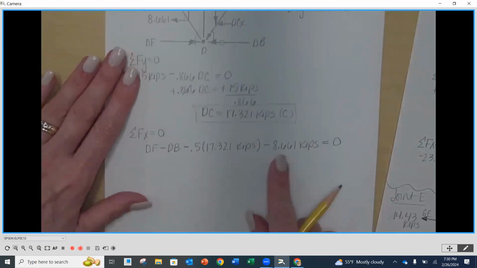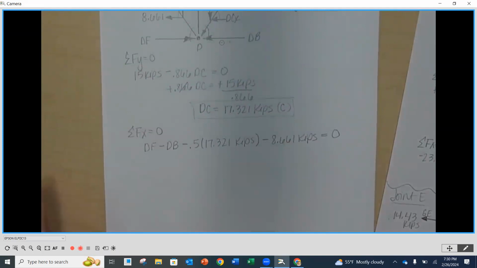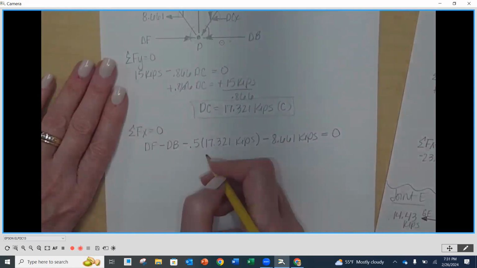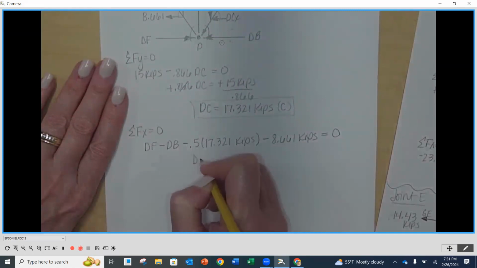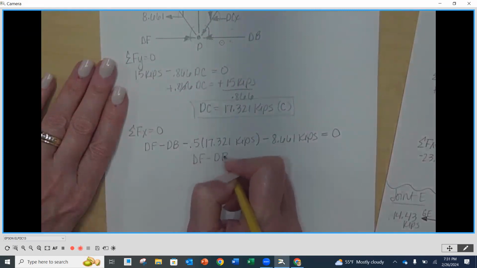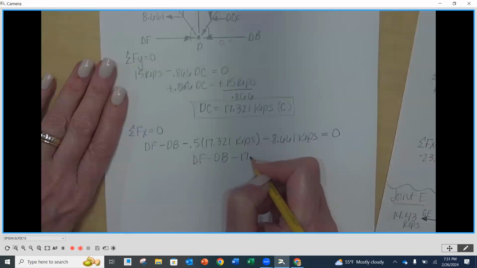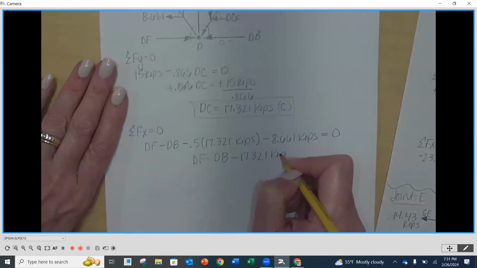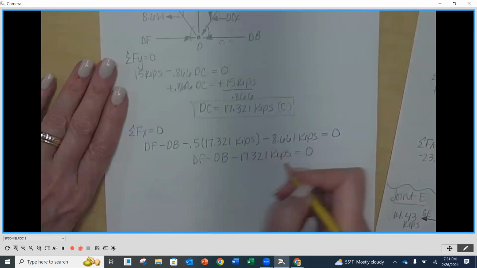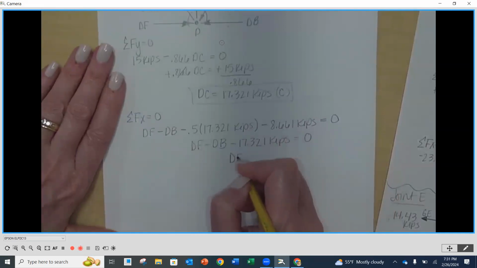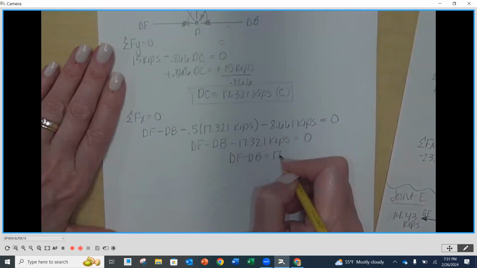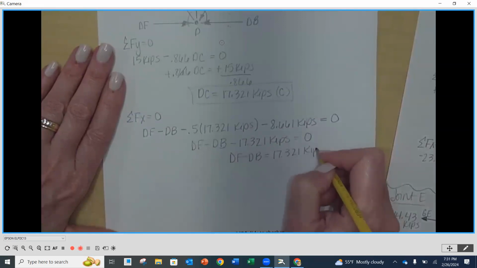So now I can multiply this out combined, right? So 0.5 times 17.32. So I'm going to have DF minus DB minus 17.321 kips is equal to 0. Moving that to the other side, DF minus DB is equal to 17.321 kips.